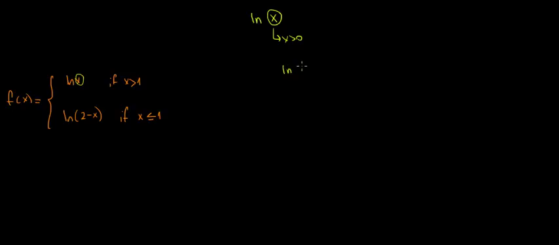So for the first case, ln of x is going to give us actual values if x is greater than 0. And on the other hand, when we have ln of 2 minus x, well, now we want to have the input of 2 minus x greater than 0, which means that x would be less than 2. So if this holds, then we know that the function would be continuous.